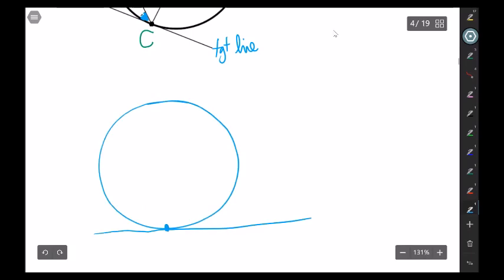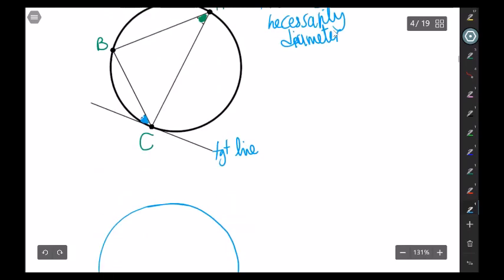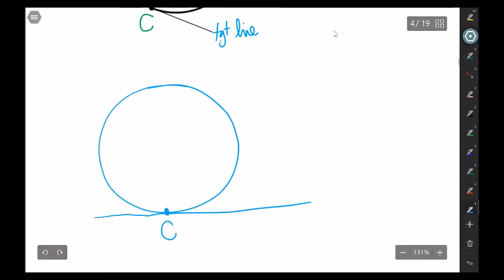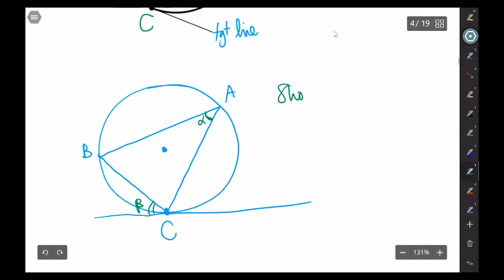Okay, so we have this tangency. I think we labeled it as C earlier. And then we have the center. I'll be careful that my line doesn't go through the center. So the claim is the following. We have this triangle ABC. The claim is that this angle here, let's call it alpha, is congruent to this angle, beta. So show alpha and beta are actually the same angle.